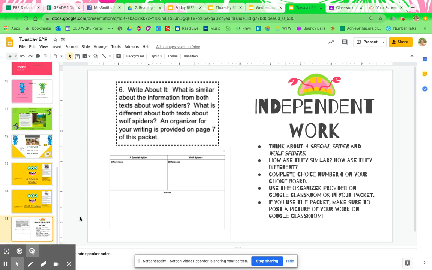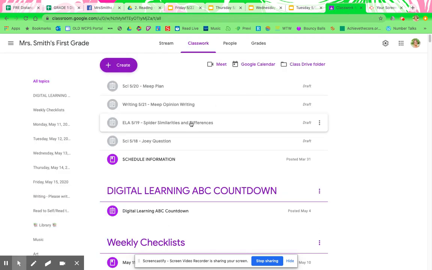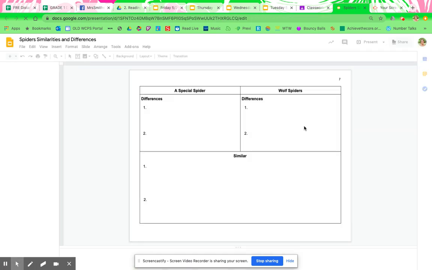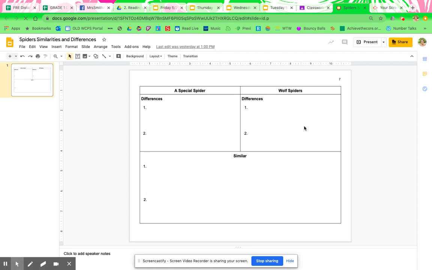Okay, so you're going to go to Google Classroom and complete your chart just like from last week. But remember, you are comparing and contrasting the texts, not the animal this time. Last week you compared and contrasted the animals, sorry. This week you are really looking at the texts. What did this text talk about that this text didn't? What did this text talk about that this text didn't? What did both texts talk about? Remember, you are more than welcome to do more than two in each section, but you have to do at least two.